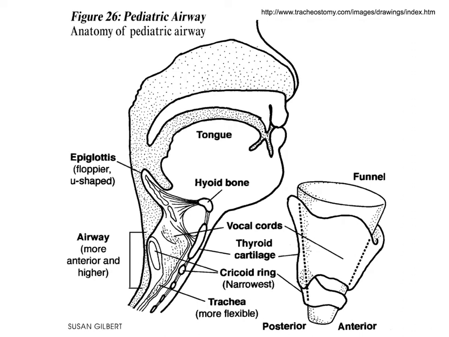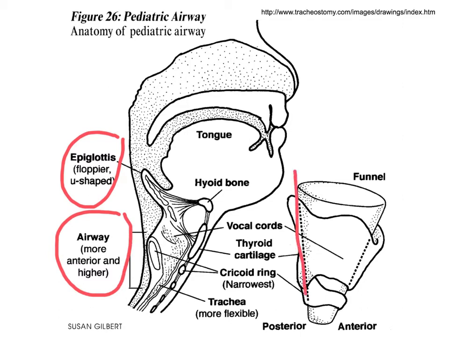compares to adults. Compared to adults, pediatric patients have a floppier U-shaped epiglottis. They also have an airway that is more anterior and higher. The airway is more in the shape of a funnel, compared to an adult, which is more of a shape of a cylinder. These factors contribute to the many airway anomalies seen in children.